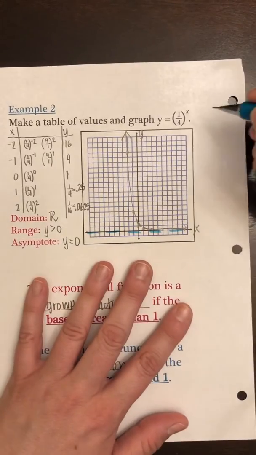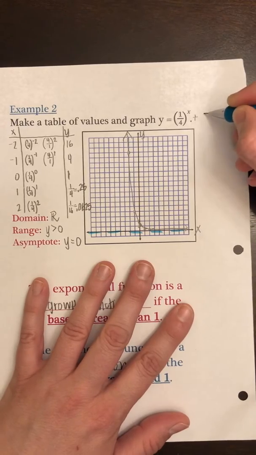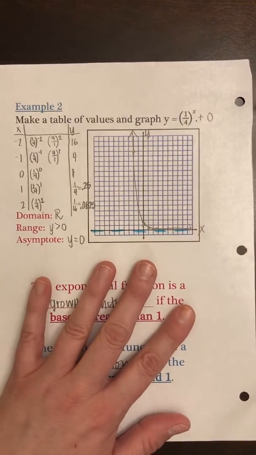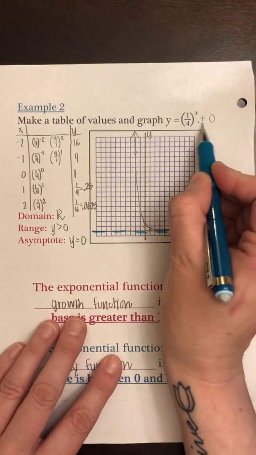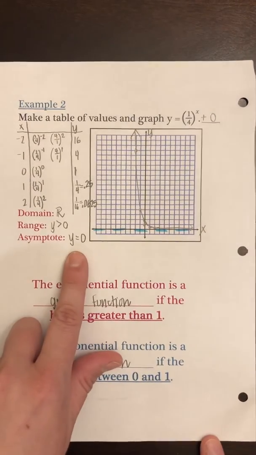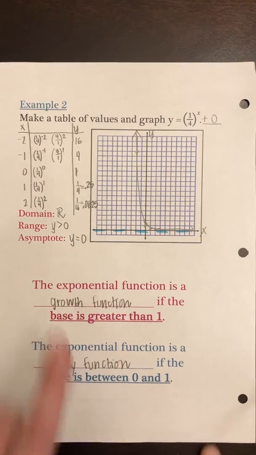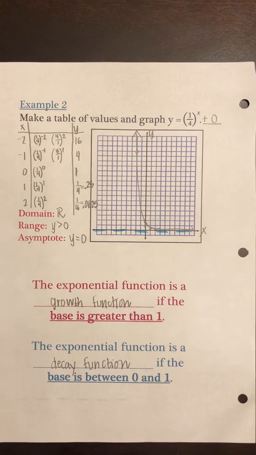The same thing has happened in example 2. Again, there's nothing back here, which is the same thing as me having a plus 0 written back there. So again, that value right there represents what the asymptote is going to be. So if there had been a plus 5, then my asymptote would be y equals 5. If there had been a minus 8, then my asymptote would be y equals -8. So that number in the back is going to let you know what your asymptote is going to be.